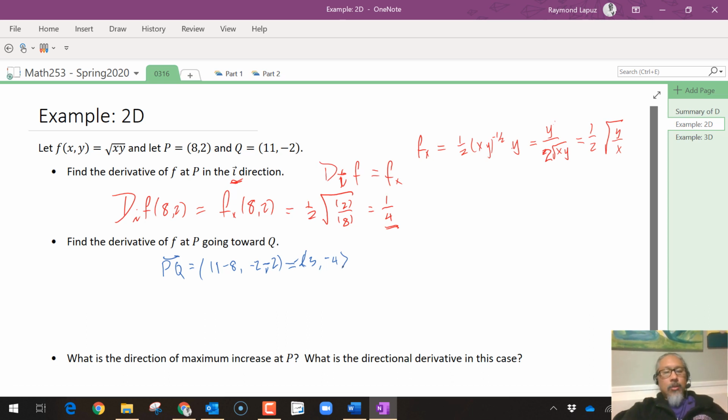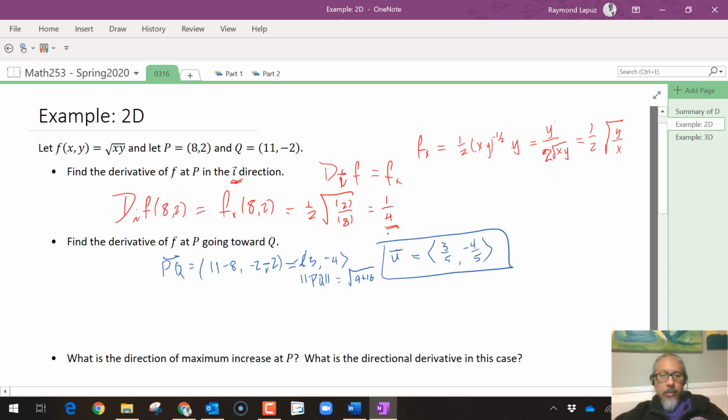Now remember that when you do the directional derivative, you want to make sure that you use a unit vector. So we need the magnitude of this vector PQ that we just found. This is the square root of 9 plus 16, which is the square root of 25, which is equal to 5. So our unit vector is <3/5, -4/5>. You just divide by the magnitude. So that's the first thing we want.